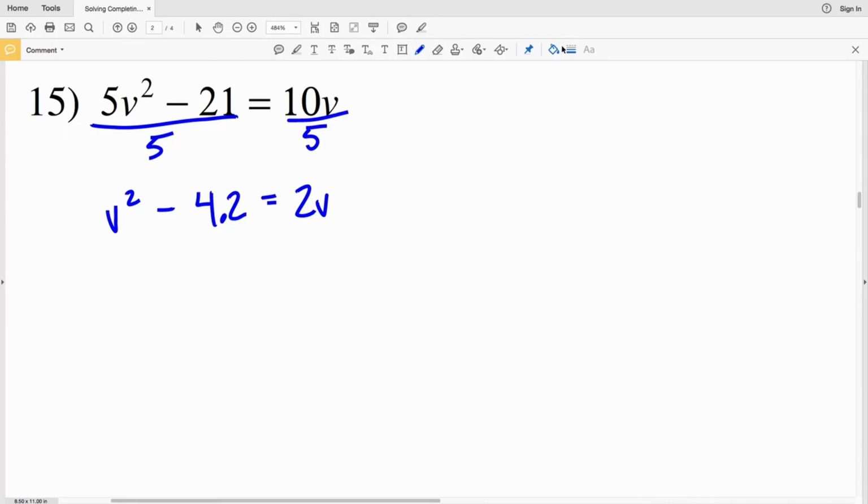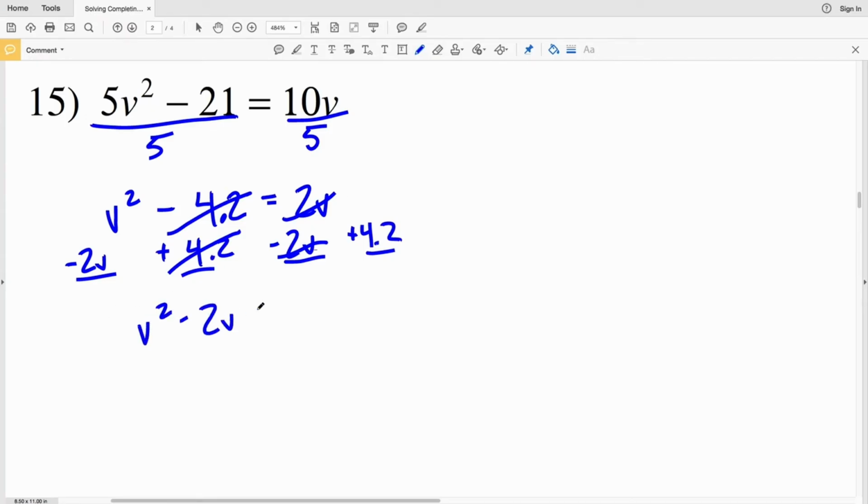So now I'll complete the square the same way. However, in order to complete the square, I need v squared plus bv on the same side and my constant on the other side. So essentially I need to switch this 2v and negative 4.2. So I'll do that by adding 4.2 to both sides, and at the same time I'll be subtracting 2v from both sides. You can see that negative 4.2 and 4.2 will cancel out on the left, and 2v and negative 2v will cancel out on the right. So I'll get v squared minus 2v equal to a positive 4.2.